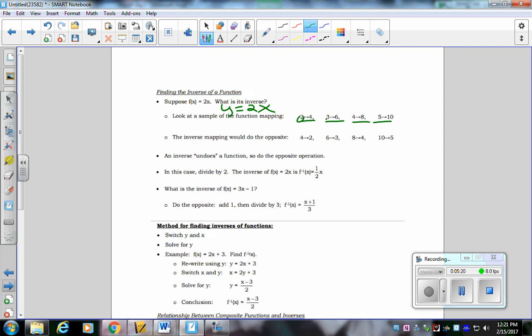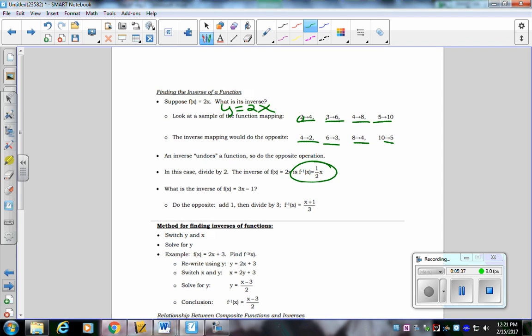Now, if you remember, I told you the domain and the range switch, so the x's and y's switch, so here would be the points on the inverse. So what's happening there? The x is double the y, or y is 1/2 of x. So here's my inverse equation.